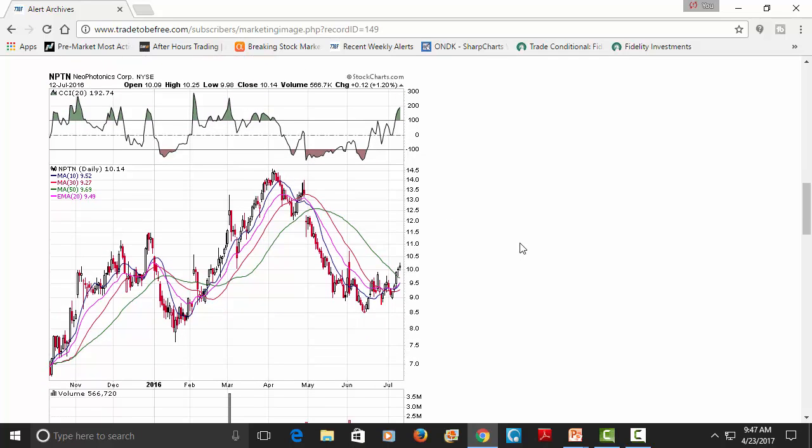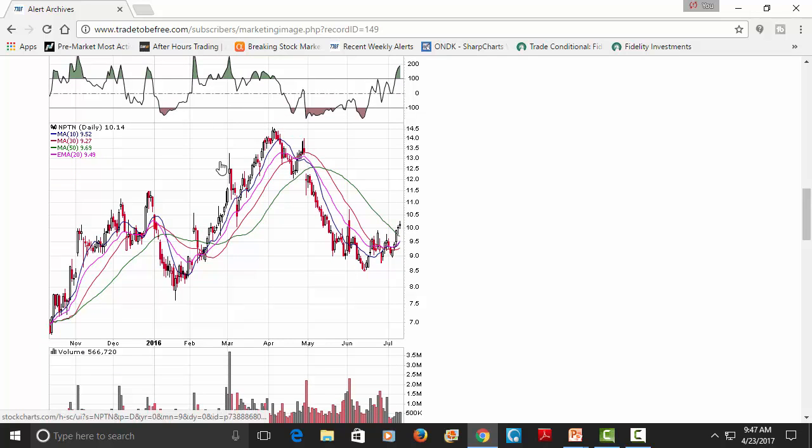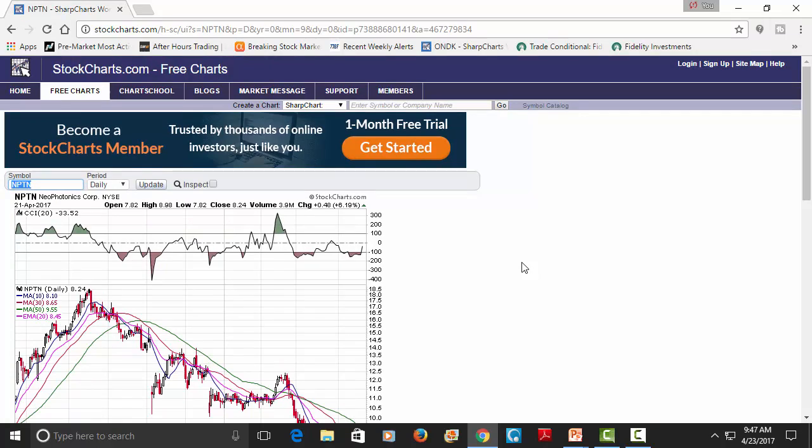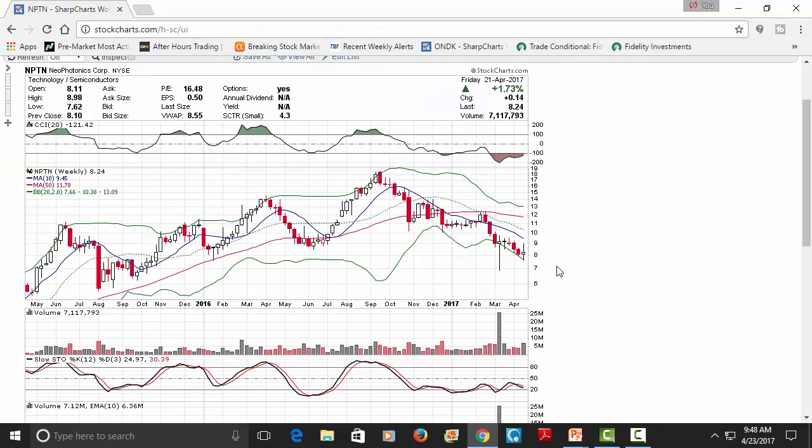So this was a very successful trade on Neophotonics, and it's a great example of the rounding bottom pattern, in this case within a strong long-term uptrend. All right, so I've switched over to a weekly chart, and this shows you the setup going into the point where it reached its entry point here in, I believe, late June, early July. I think it was early July that we featured it.